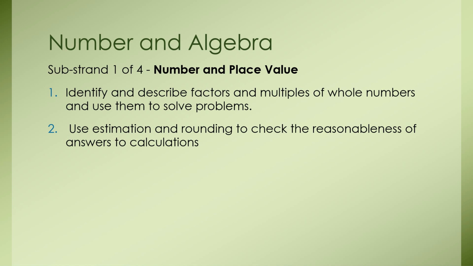So the second content descriptor is just about using estimation and rounding to check answers. So if you had something like 96 plus 98, both of those numbers you could round up to 100. 100 plus 100 is 200, so for 96 plus 98, the answer should be around 200.